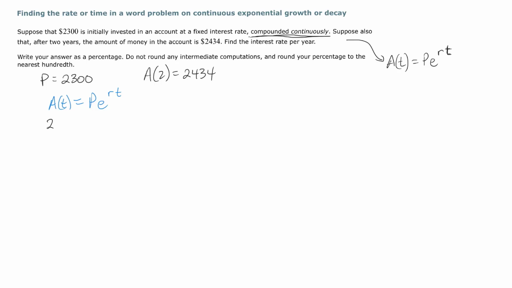We get 2,434 is equal to 2,300 times e raised to the r, which we don't know, but we do know t. t is 2. At this point, we want to balance this equation by dividing the entire sides by 2,300, because 2,300 is not 0.